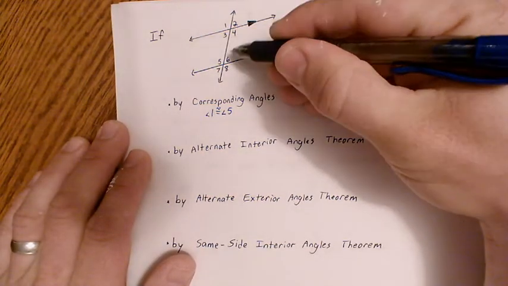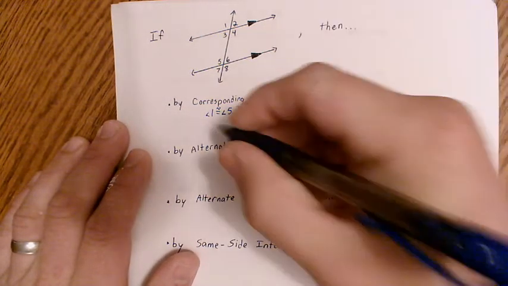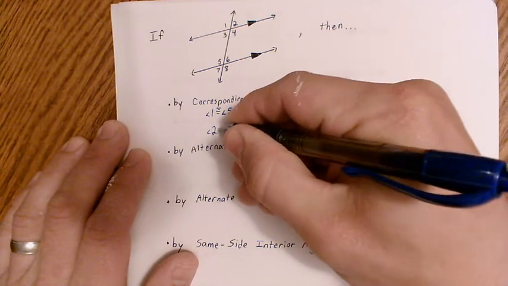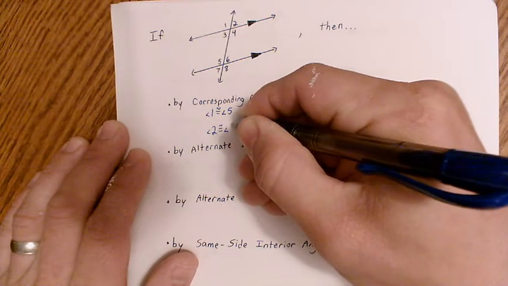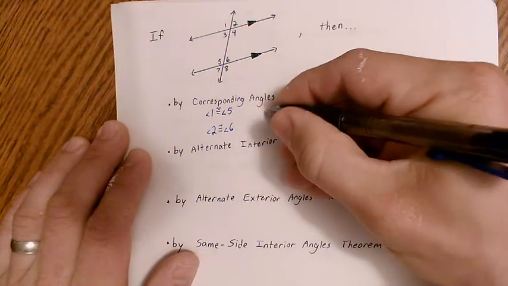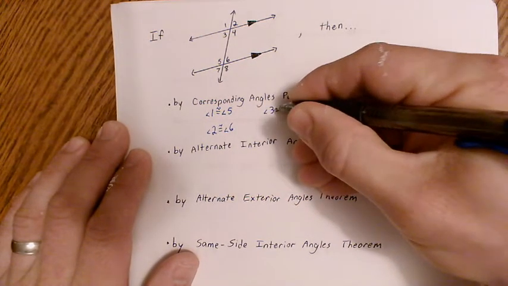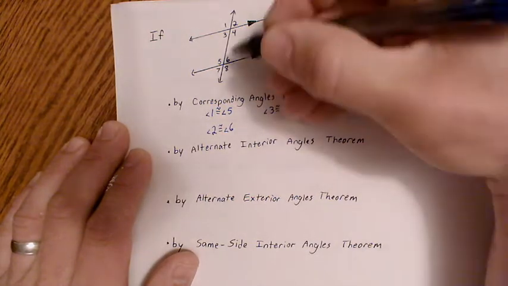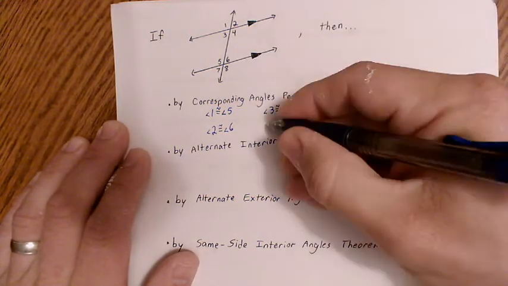Also, angles 2 and 6 would be corresponding angles. So there's actually quite a few pairs here. I'm going to go through all of them real quick. Angles 3 and 7. And also 4 and 8 are our last pair.